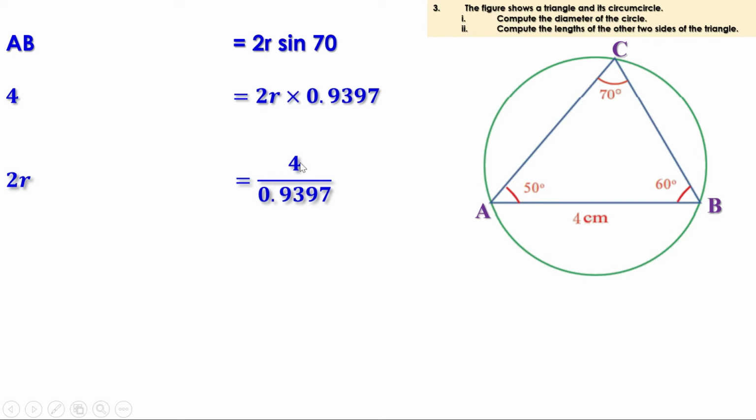How can we divide 4 by 0.9397? There are 4 digits after the decimal point. So let us multiply numerator and denominator by 10,000. Then we get 40,000 by 9,397. And dividing, we get 4.26 approximately. That is, 2r equals 4.26.